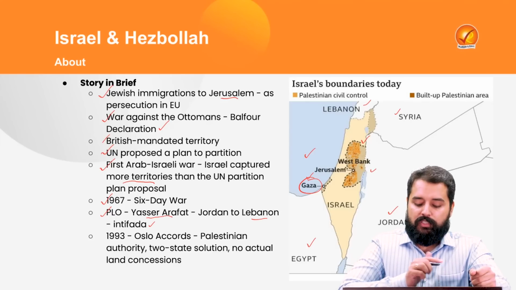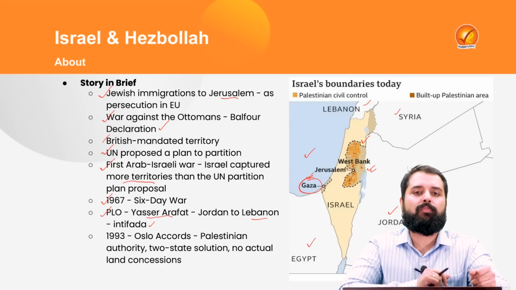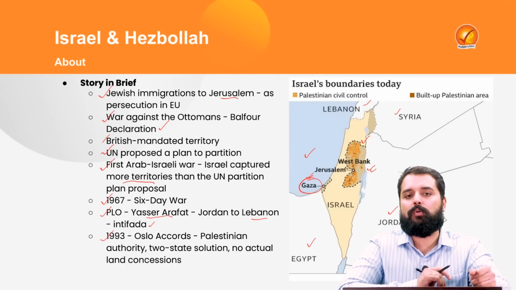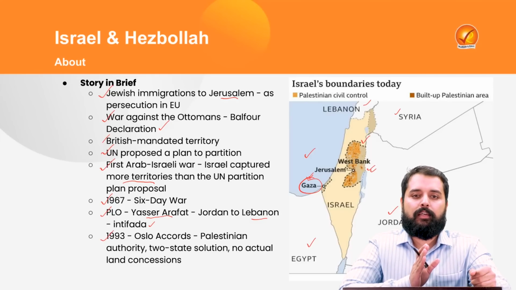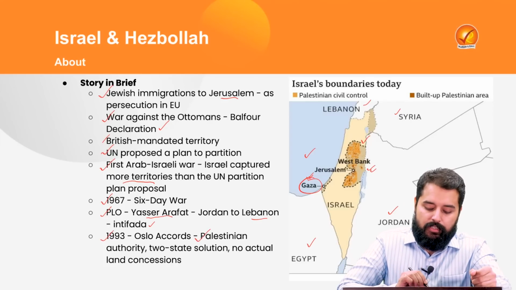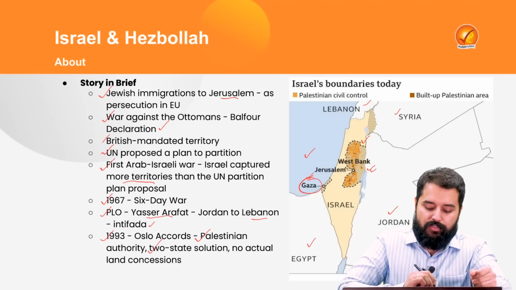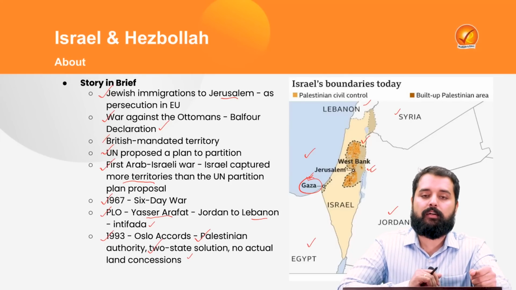Now, protests rose in the West Bank and Gaza Strip, and it became virtually impossible for Israel to govern these areas. Therefore, in 1993, the Oslo Accords came into the picture. Through the Oslo Accords, both the Israeli government as well as the Palestinians mutually agreed to recognize each other, and the Israeli government agreed for the formation of the Palestinian Authority for the governance of Palestine and agreed for a two-state solution, but it did not make any actual land concessions, and the areas remained under its control largely.